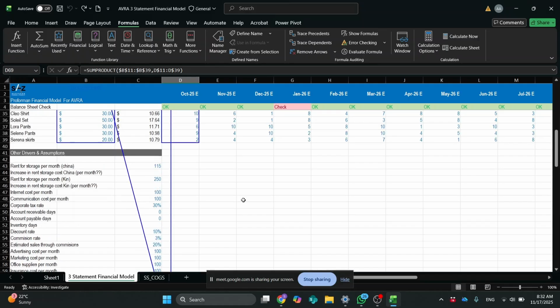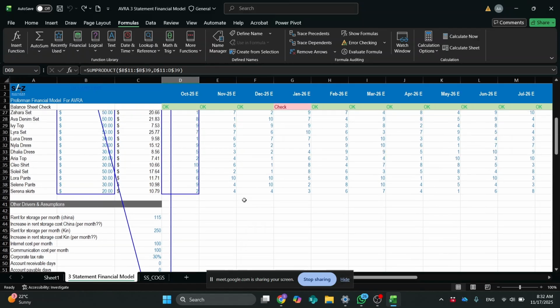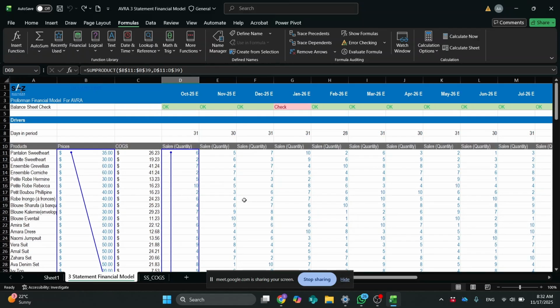Hello, Sule? Yes, can you hear me? Yes, I can hear you. I would like to suggest that we have a business model for Avra, the clothing line, and then a business model for Avra Marketplace. Then we have a consolidated one with just high level financial statements, not the details of the business model.